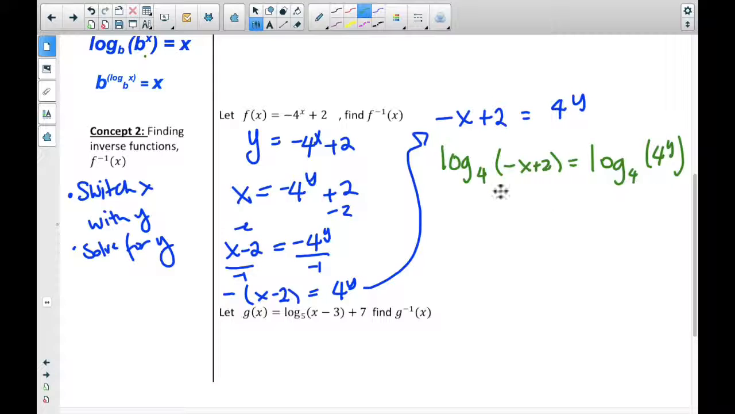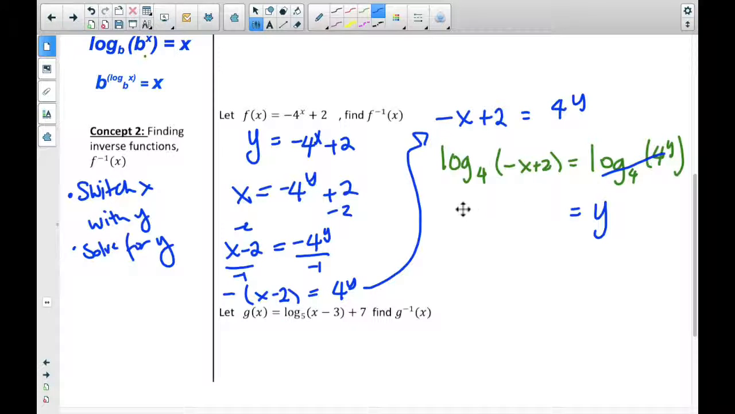You have to specify what base you want, right? And in this case, I chose log base 4. The reason that I chose log base 4 is because that way we can use that rule that we just learned up here, that log base 4 and a 4 to the power of something cancel each other out. And when they cancel each other out, all we're left with is the y.